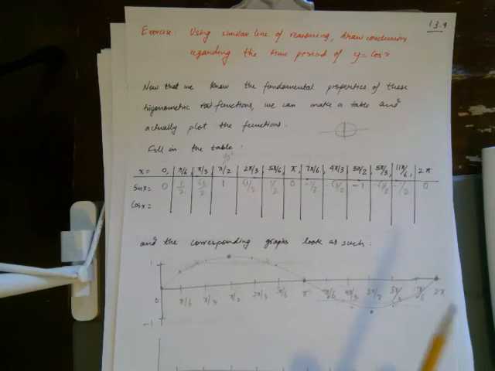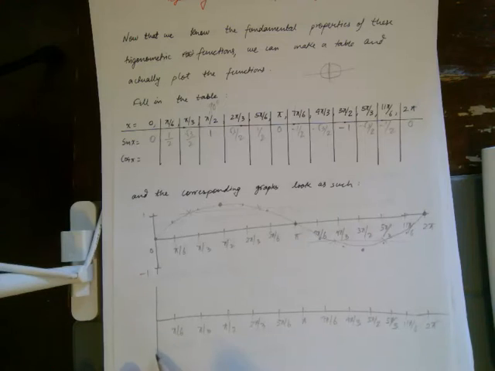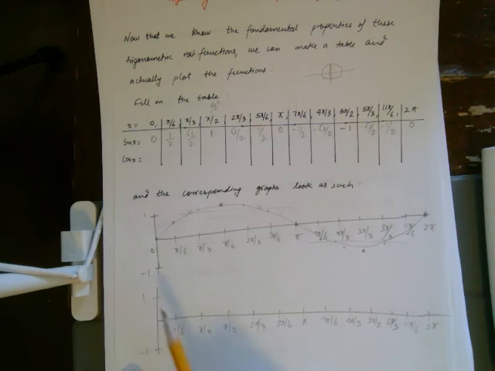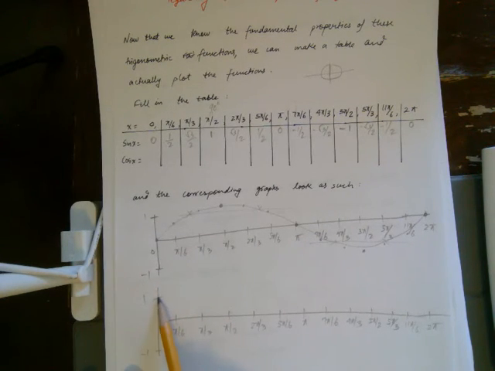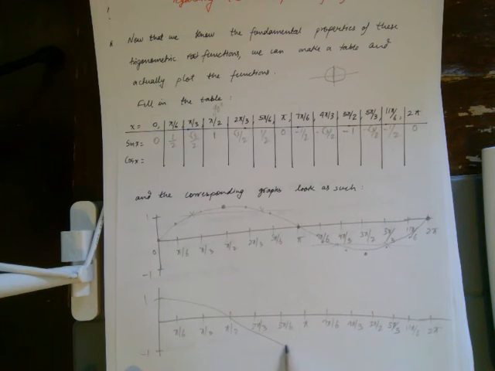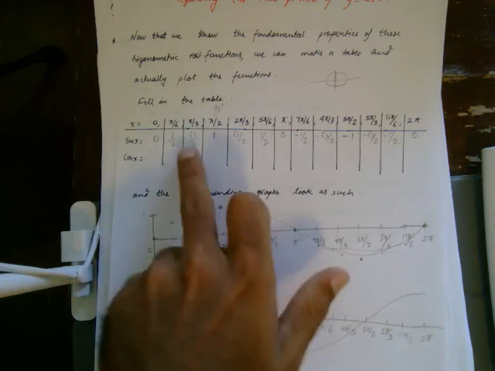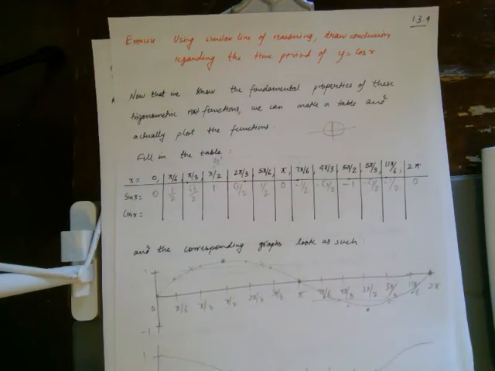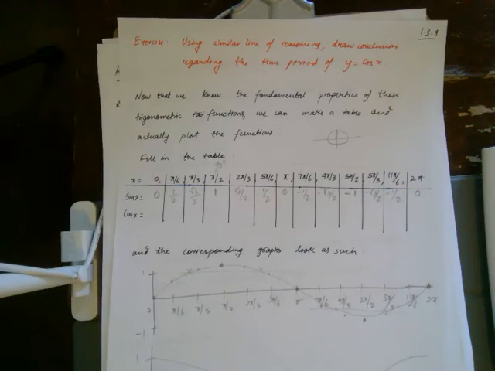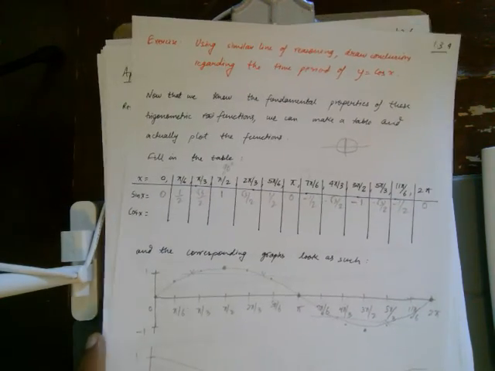And you can go ahead and finish the same thing for cosine, and what you should get for cosine is going to look something like that. Okay, slightly different, but try and complete the table and find out exactly what it looks like. And in fact, the time period for cosine is also going to be 2 pi.